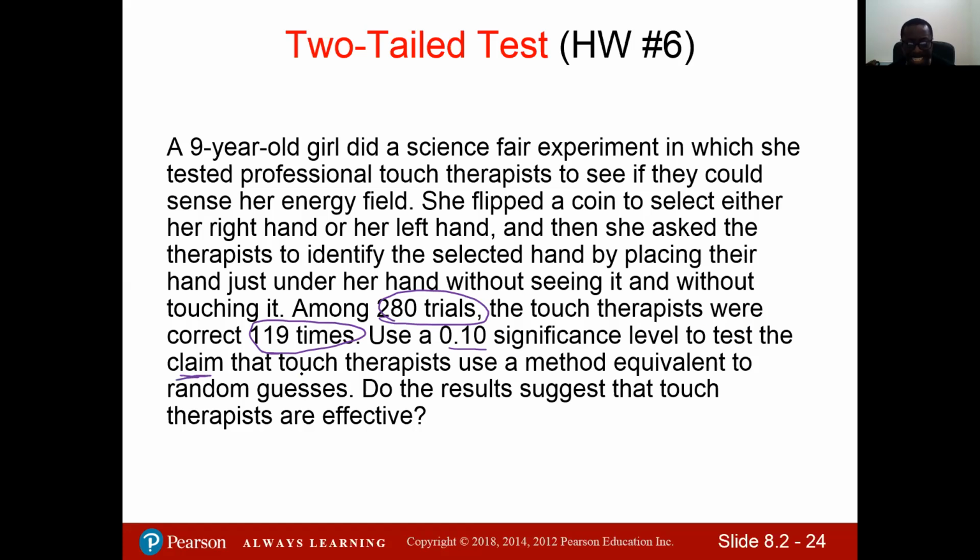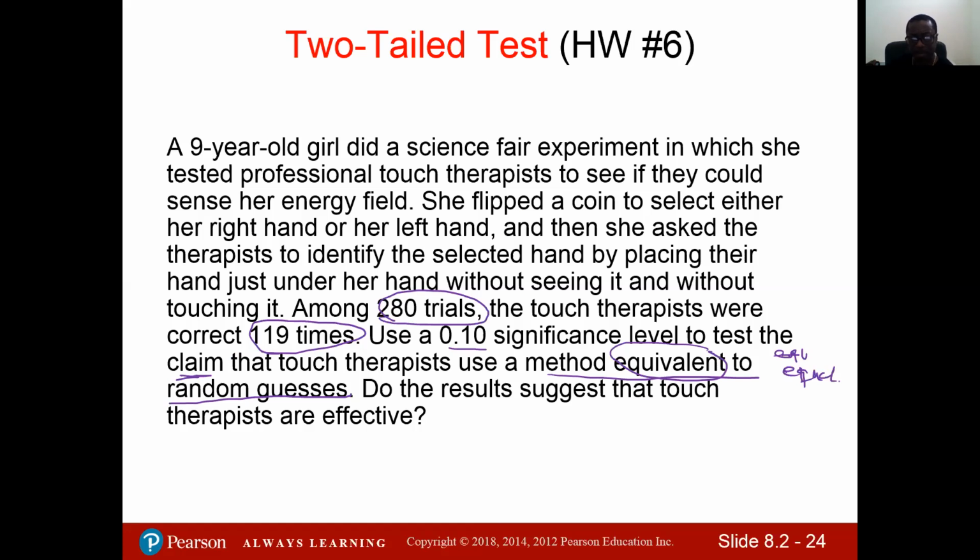Please note that the claim is that touch therapists use a method equivalent to random guesses. Our keyword here is the word equivalent, which means equal. If it said the method is better, that means you should be getting more than chance, so that would be greater. That would be the right term.